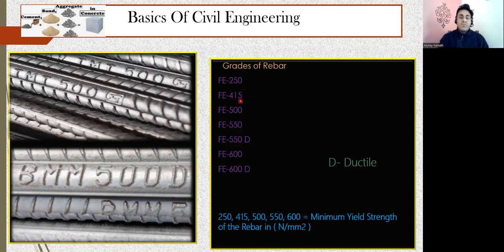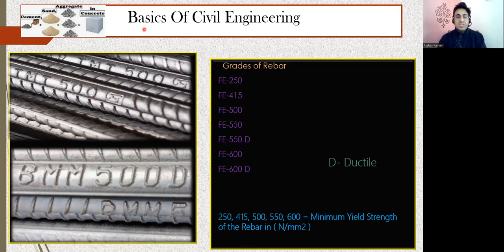250 and 415 are not available because the minimum yield strength we get is very low for us. We usually get 500 Newton per mm square as the minimum yield strength of the bar. So if you go to the market, usually you get 500 written on it. The 415 and 250 we don't get in the market, right? So this was all about the different grades of rebar and different grades of concrete.